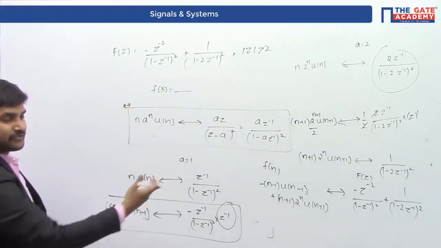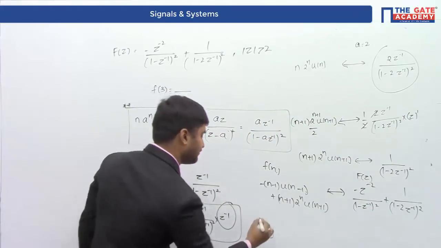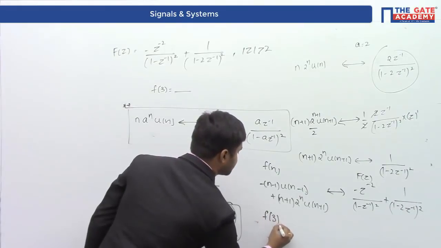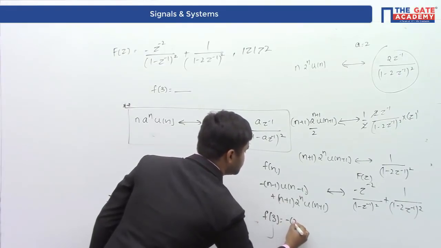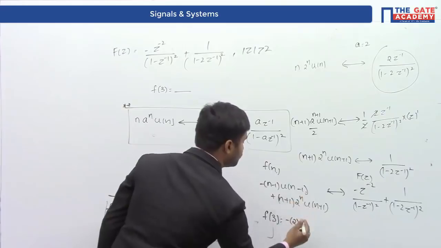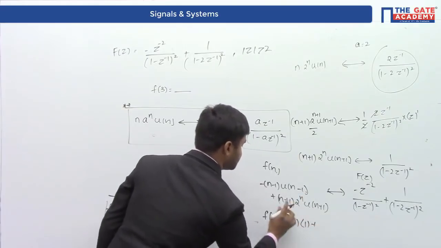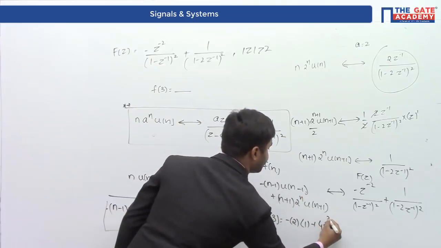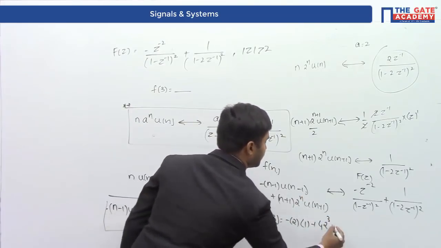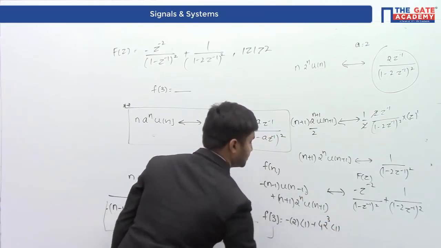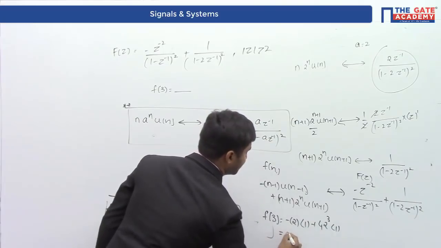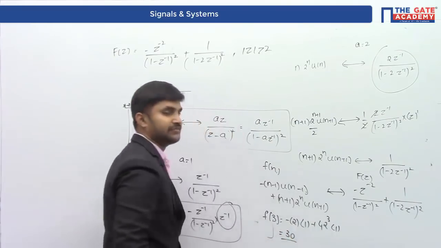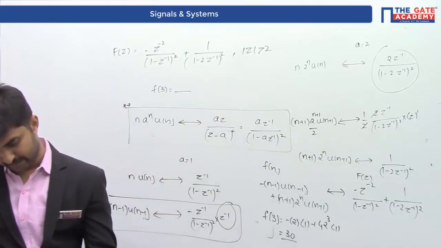Now please calculate f of 3. What is the value of f of 3? The value of f of 3 is going to be minus 2 times u of 2, which is 1, plus 4 times 2 power 3 times u of 4, which is 1. So 32 minus 2 is going to be 30. So the answer for this question is 30.